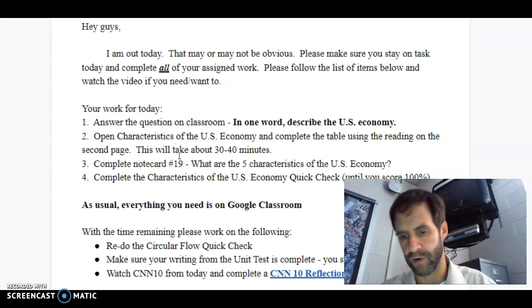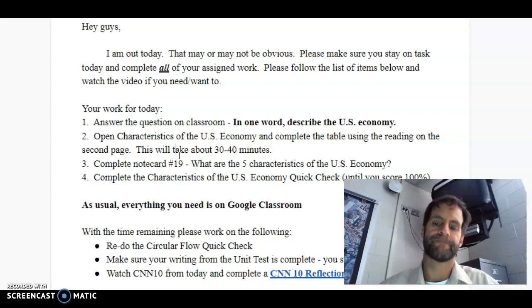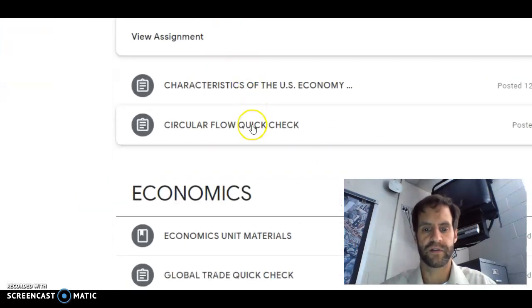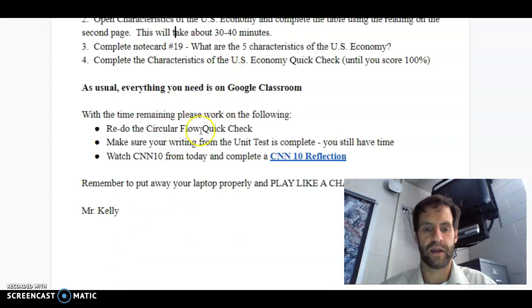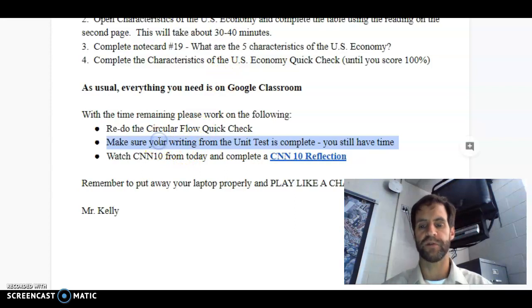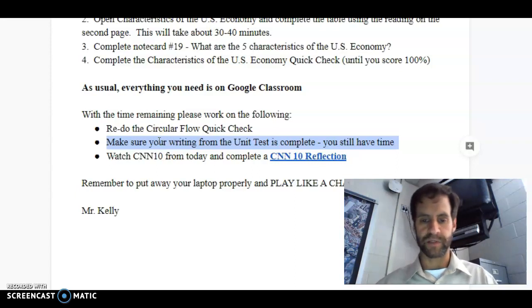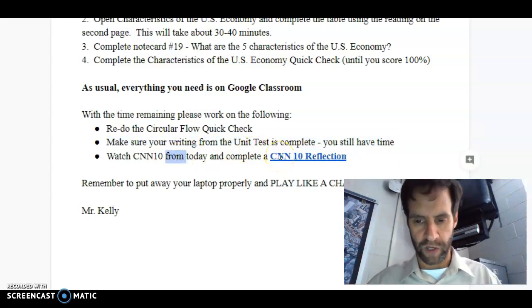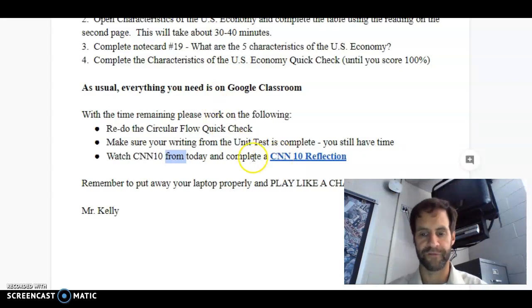And if the people around you aren't doing their work, maybe separate yourself from them. Make good choices. If you have time left over, you can redo the circular flow quick check, which is still on Classroom. There it is. You can make sure your writing from the unit test is complete. I'm still grading them this weekend, and hopefully you have your writing complete. But if not, use your time today. And last but not least, fill out a CNN 10 reflection after you watch CNN 10. These things are after your other assignments, not before or instead of.